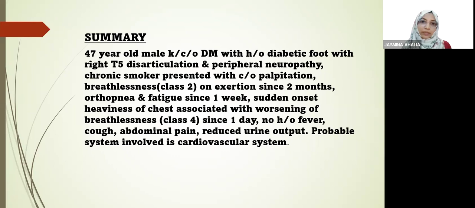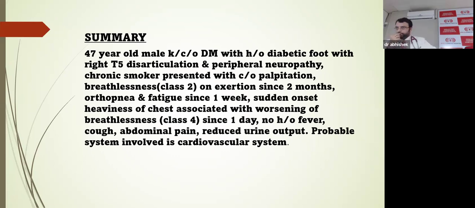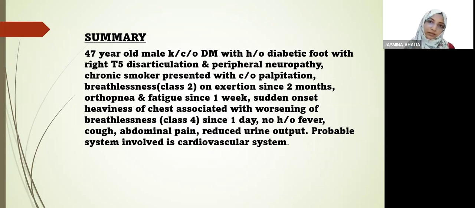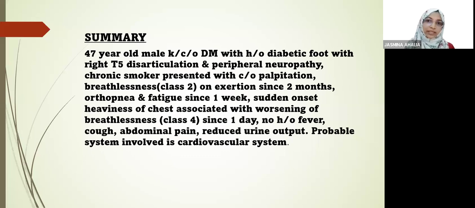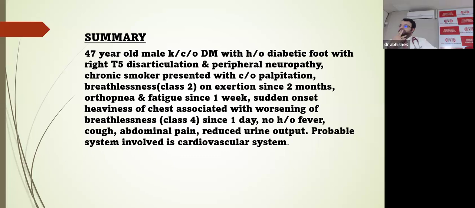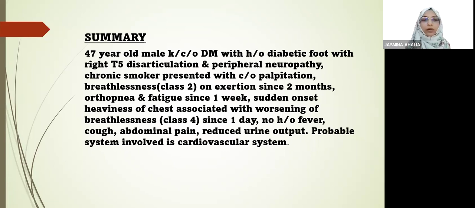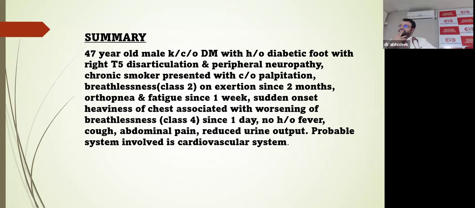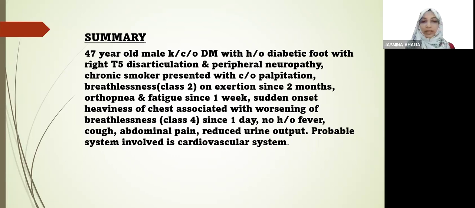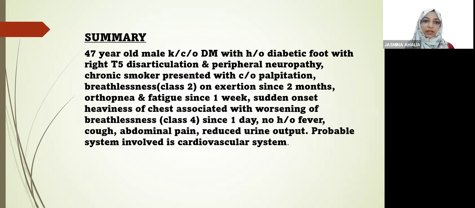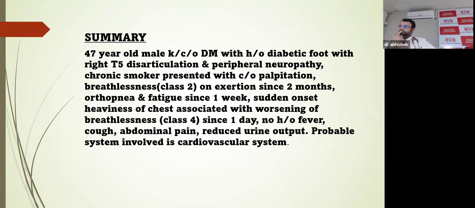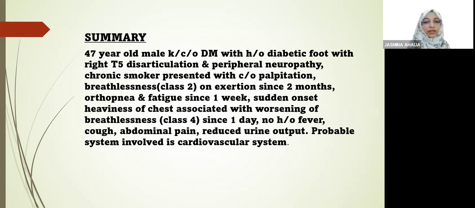So a 47-year-old male, known case of diabetes mellitus with history of diabetic foot and right fifth toe disarticulation and peripheral neuropathy, and a chronic smoker with pack year of 8, presented with complaints of palpitation, which was class 2 on exertion since 2 months, orthopnea and fatigue since 1 week, and sudden onset heaviness of chest pain. Heaviness of chest associated with worsening of the breathlessness to class 4 since 1 day. There is no history of fever, cough, abdominal pain, reduced urine output. The probable system involved is cardiovascular.